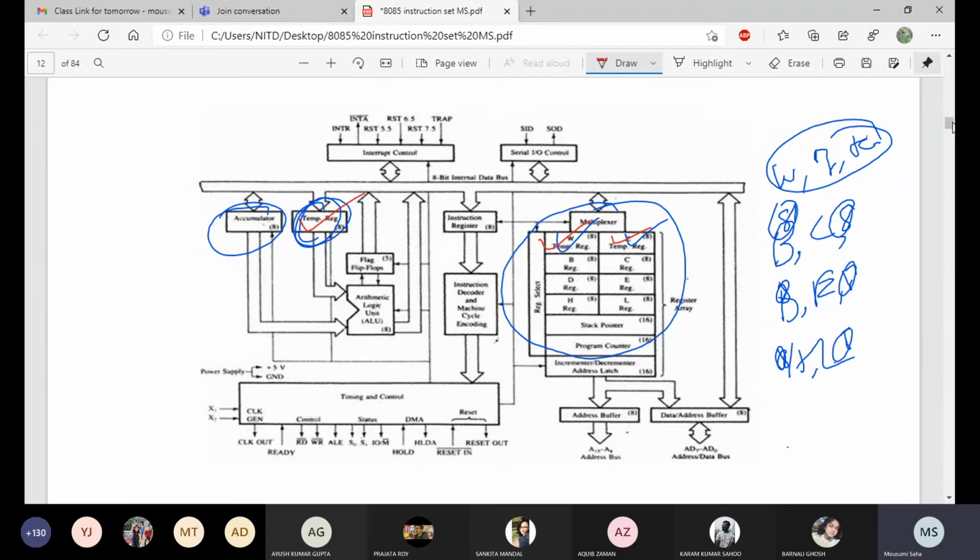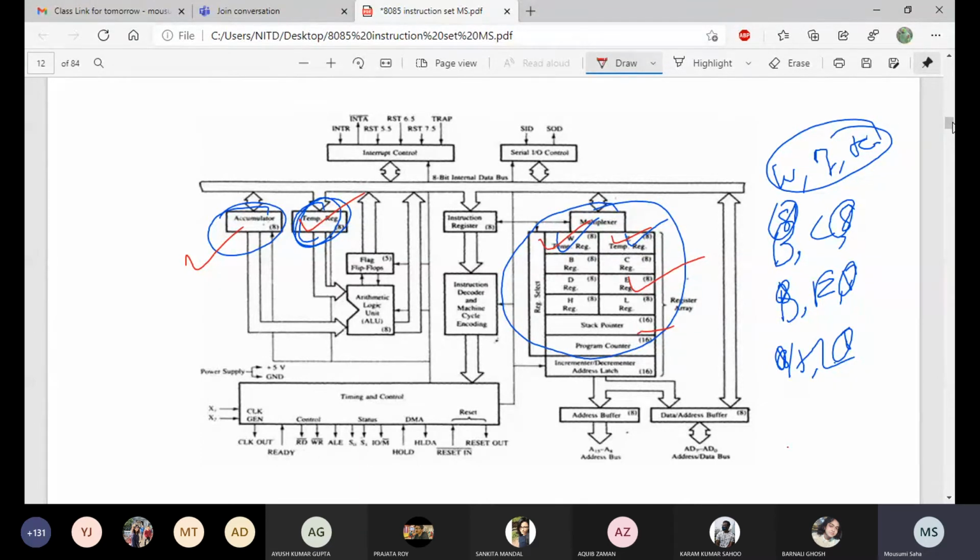For example, what are the registers you can use for your programming? That is B, C, D, E, H, L. These registers are available for writing your program. Another thing you know is the different types of computers you have: accumulator based machine, stack based machine, register based machine, which you have already studied. So in 8085 you have the accumulator as well as the registers, and also you have the stack pointer. So three features you have.